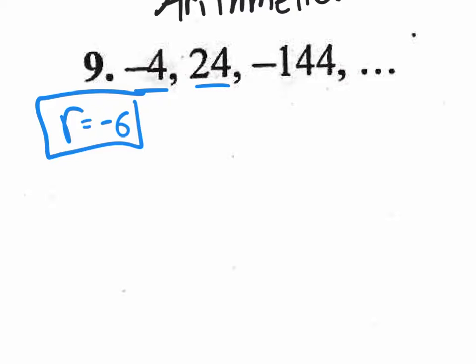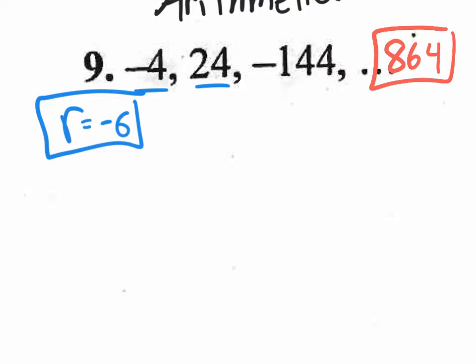Now, they want the next three terms. So you don't have to write the whole rule. All you have to do is understand that from this number to this number, it changes by multiplying by the common ratio -6. So -4 times -6 is positive 24. Positive 24 times -6 is -144. -144 times -6 will get you your next number. Anybody have a calculator? So what's -144 times -6? 864? Okay, so that's your next number right there.